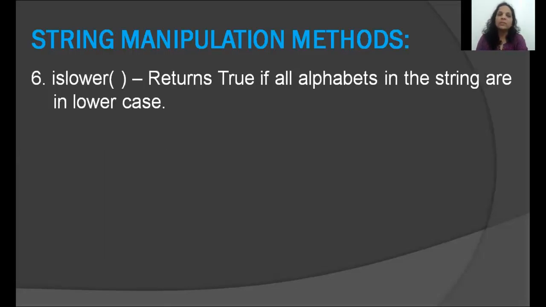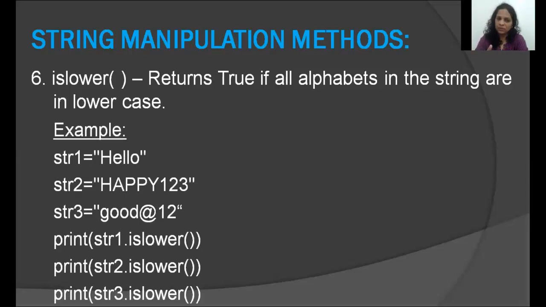Okay. Coming to isLower function. What does this function do? It checks if all the alphabets that you have in the string, are they in lowercase? If it is in lowercase, it returns true, otherwise false. It doesn't mean that everything has to be only lowercase alphabets. You may have other characters as well, but the alphabets that you have, they have to be in lowercase.